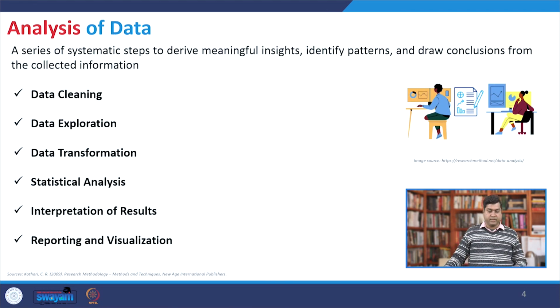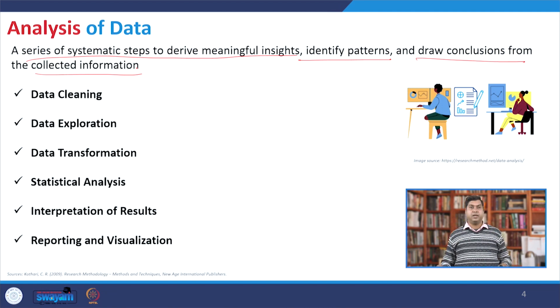Now, the analysis of data is something very important and probably the most interesting part of your research, where you are trying to see the phenomena, for which you made assumptions that this can happen like this, this factor is going to influence this. So, this is going to give you those kinds of findings, the taste of your entire process. This is a series of systematic steps to derive meaningful insight, identify patterns and draw conclusions from the collected information. So, after collection, analysis is the next stage where you will see the overall findings.